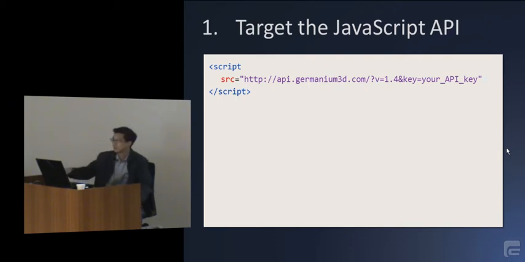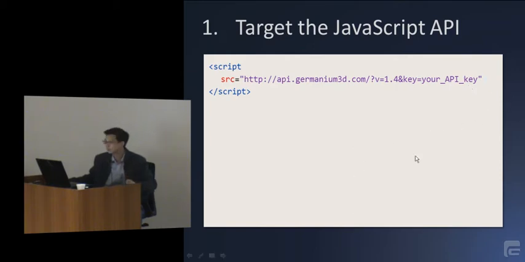Okay, so the first step, as you saw, we request the API. We specify the version that we want, and we pass in the API key. This API key you can get for free by applying on our website. This allows us to track who is using the API.